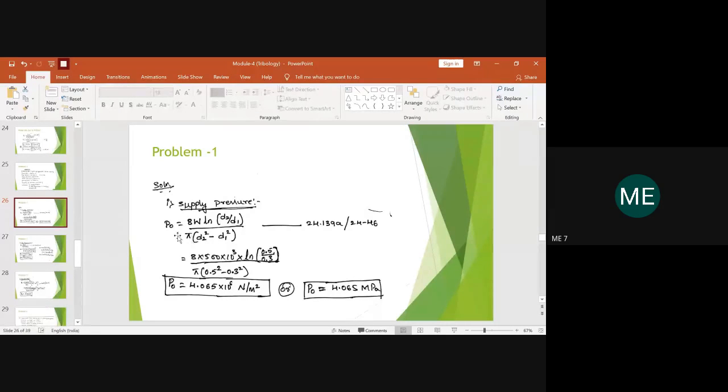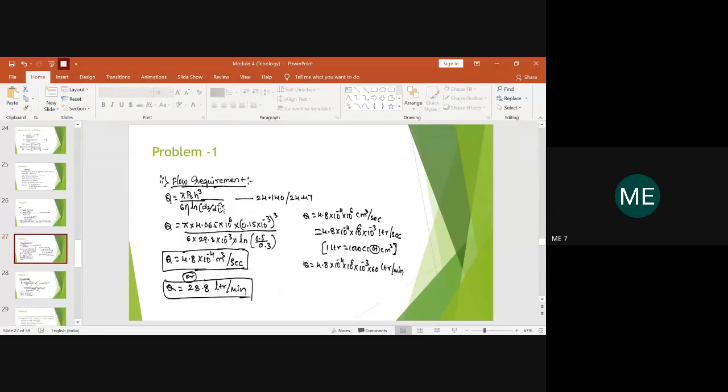As per that, we have to use the flow requirement, which is nothing but our rate of flow. If they ask you for flow requirement, you should not be confused. The rate of flow equation is one and the same to determine the flow requirement.